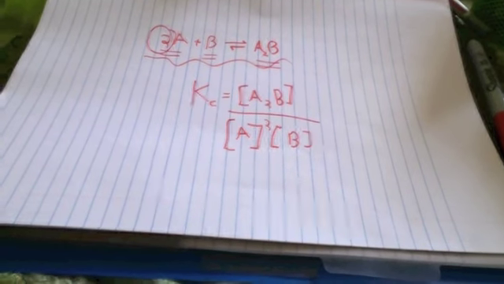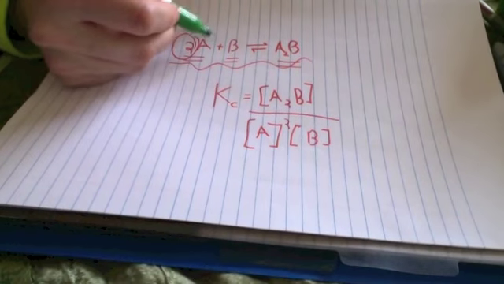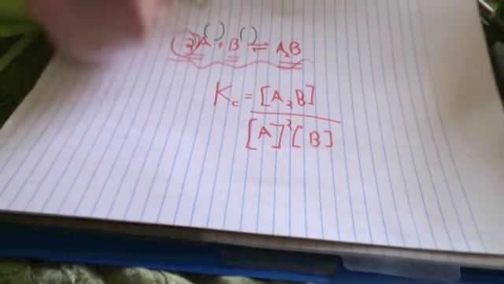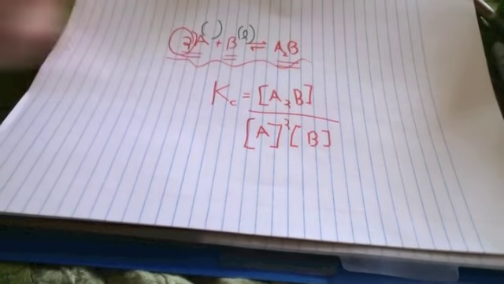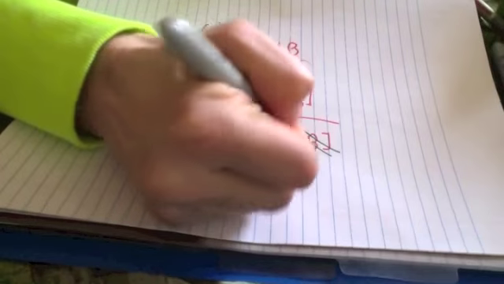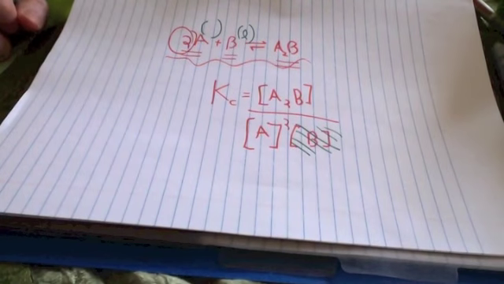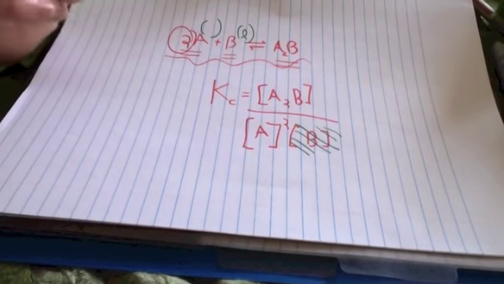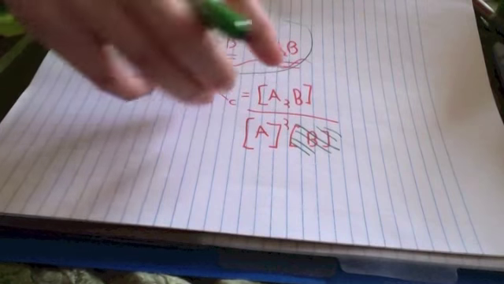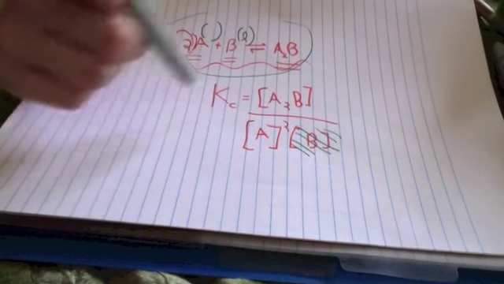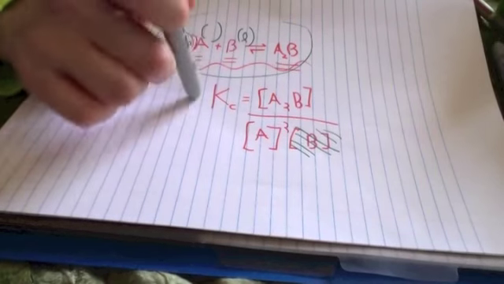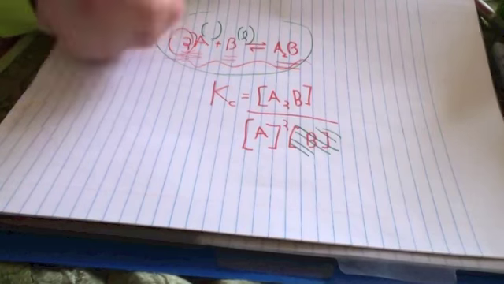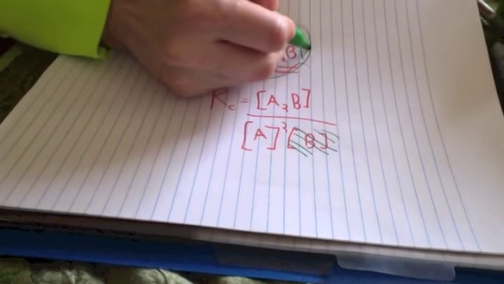There's a couple more things to say about this. Notice I didn't put here what the states were. Let's just say that B was a liquid. I would not include it in my formula for Kc, for the equilibrium constant. If it were a solid, I wouldn't include it. The only things I'm including here would be, let's say, gases we can do Kc for, and aqueous solutions we can do Kc for.